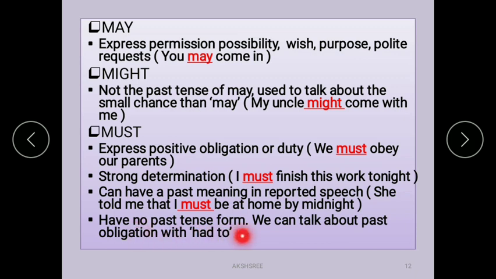Must has no past tense form. We can talk about past obligation with had to. Here for must there is no past tense form. When we have to talk about past obligations, we will use had to.